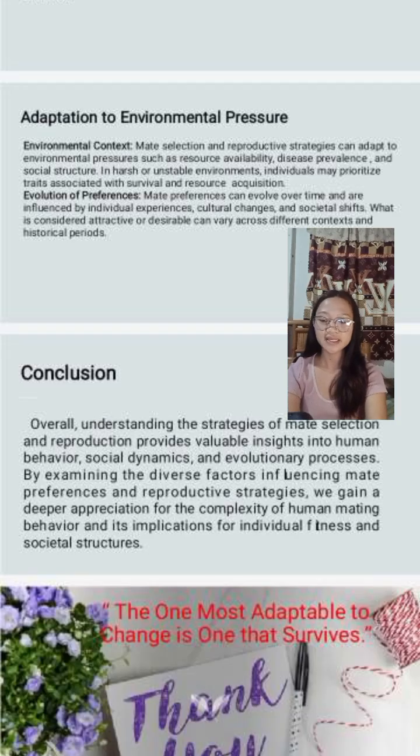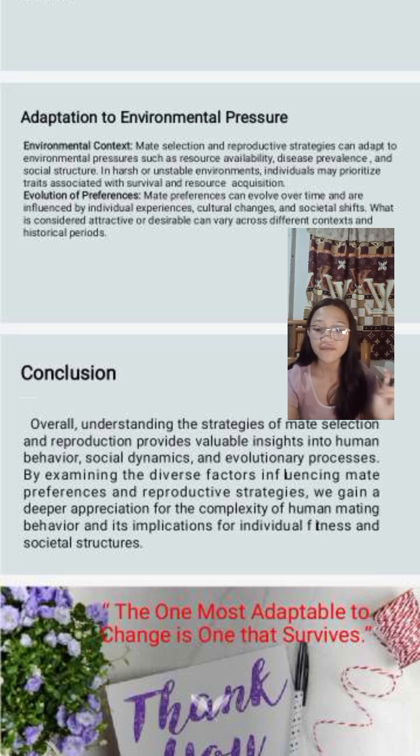The next one, we have the adaptation to environmental pressures. So we have two. So first is we have environmental context. So mate selection and reproductive strategies can adapt to environmental pressures such as resource availability, disease prevalence, and the social structure. So in harsh or unstable environments, individuals may prioritize traits associated with survival and resource acquisition.